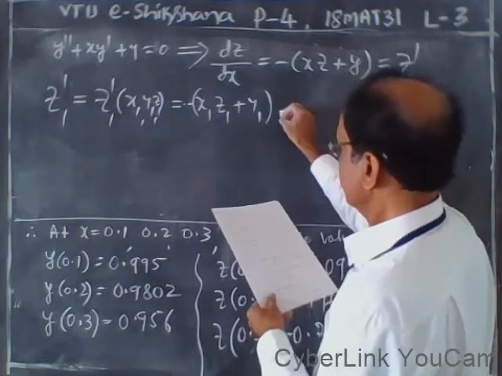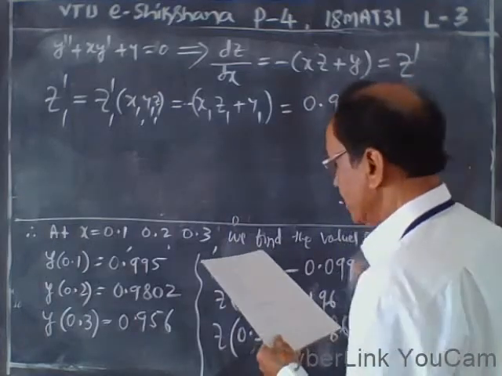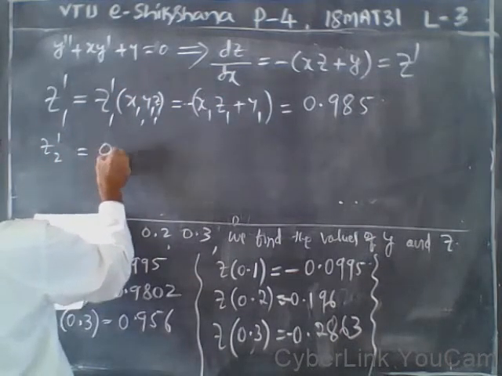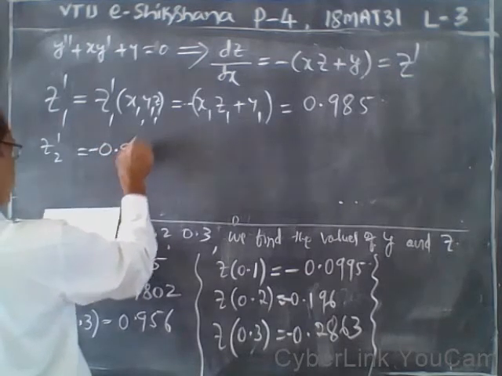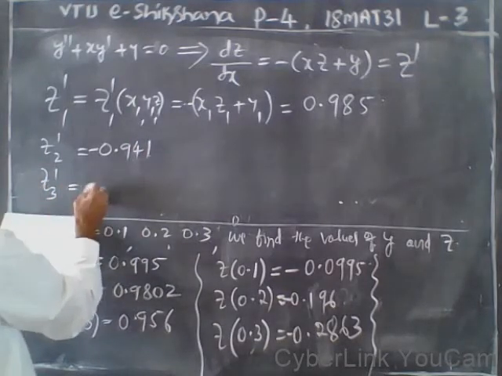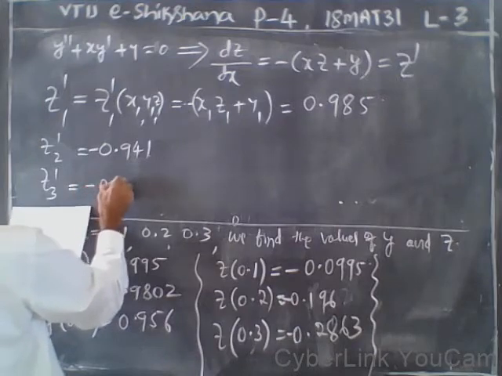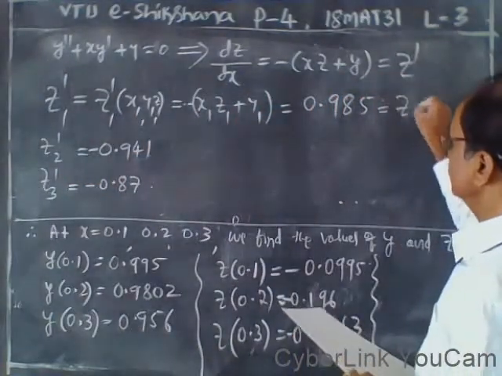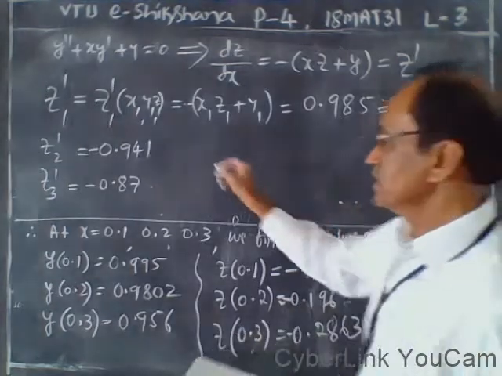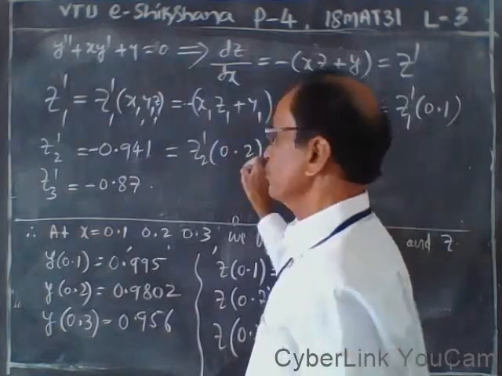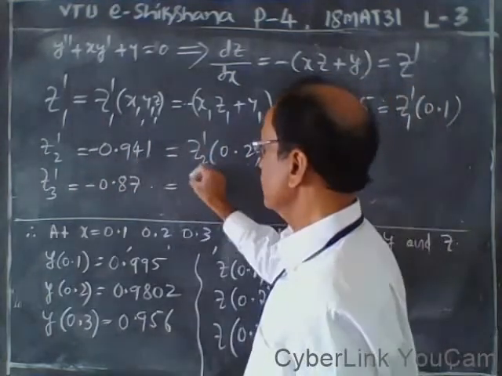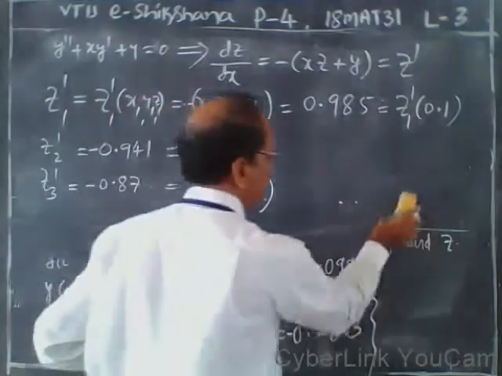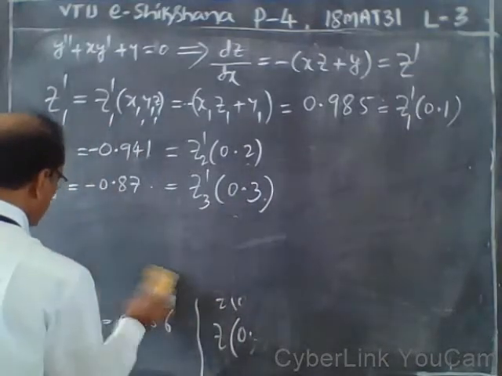So that comes to be, first value is 0.985. This is already calculated, and z2 dash, that is equal to minus 0.941, and z3 dash, that is minus 0.87. So what is this z1 dash? Nothing but z1 dash at 0.1. This is z2 dash at 0.2, because we have taken at x2, y2 and z2. Therefore, this is z3 dash at 0.3. Then, by Milne's method, the remaining part is to apply the predictor and corrector formulas.